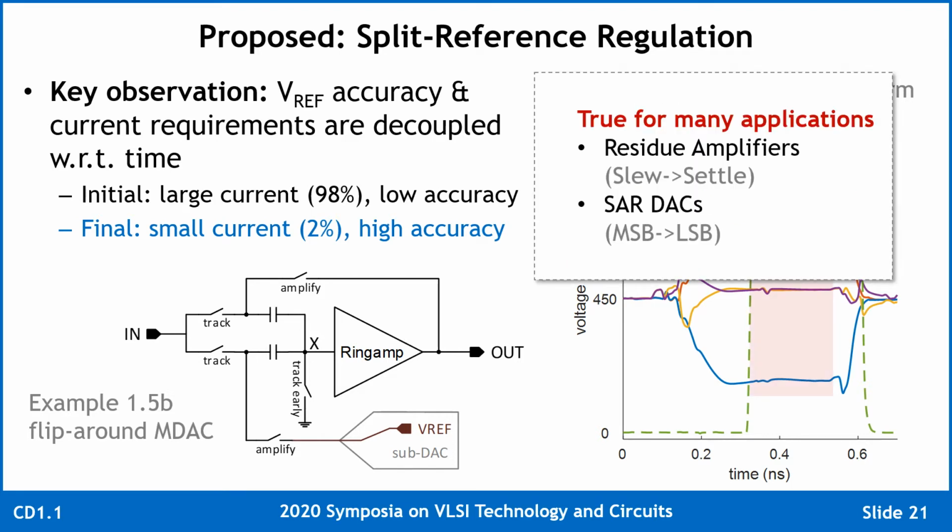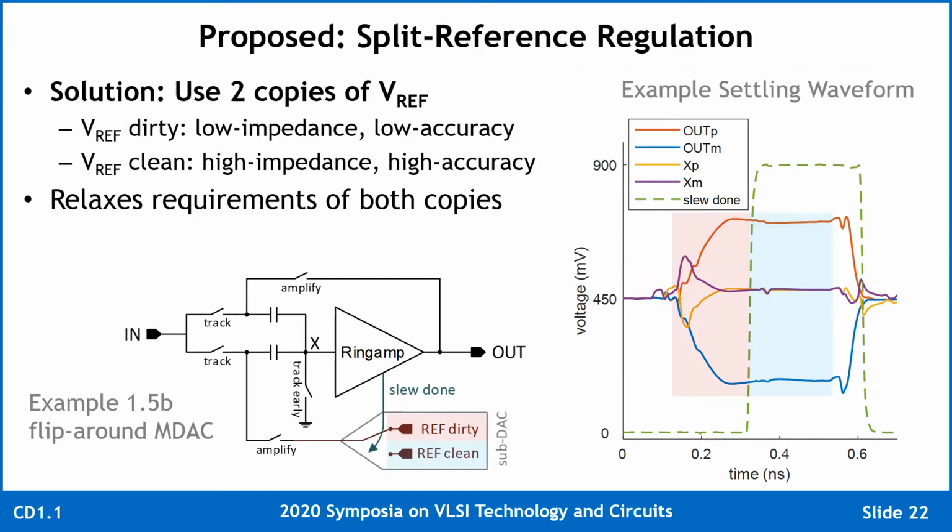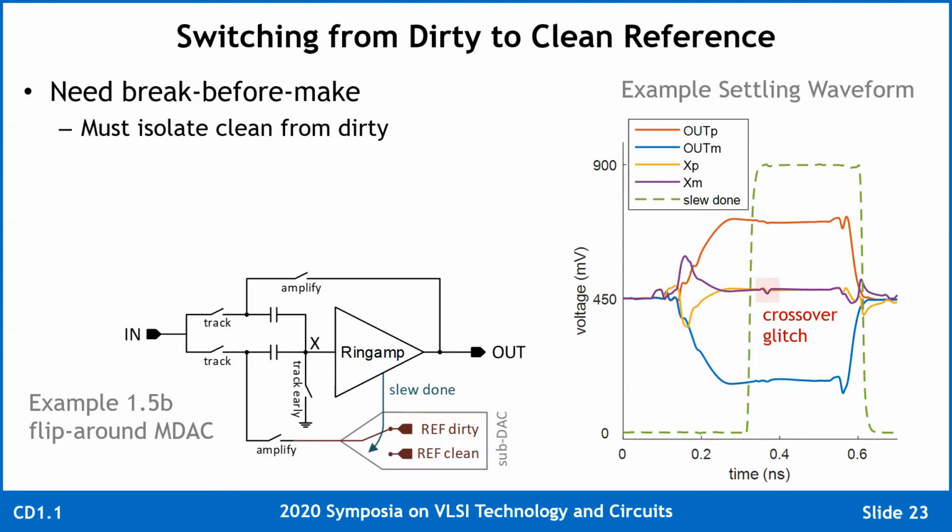This observation tends to hold true in many applications, not just in residue amplifiers for pipelined and delta sigma, but also in SAR ADCs with redundancy built in, where MSB requirements and LSB requirements in terms of charge pull and accuracy tend to be opposite. The applied solution that this observation suggests is to use 2 copies of VREF, one dirty reference for low impedance, low accuracy, and one clean one for high impedance, high accuracy. By separating this, we relax the requirements significantly on both copies of the reference.